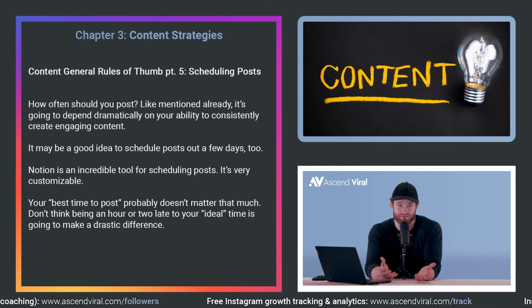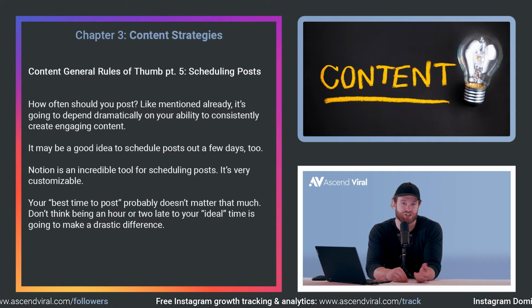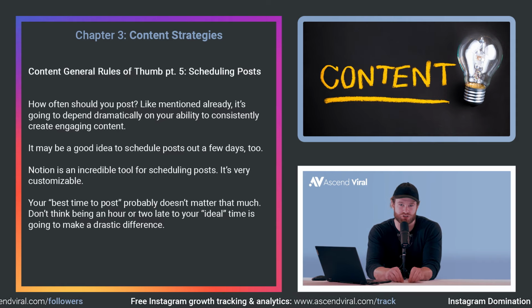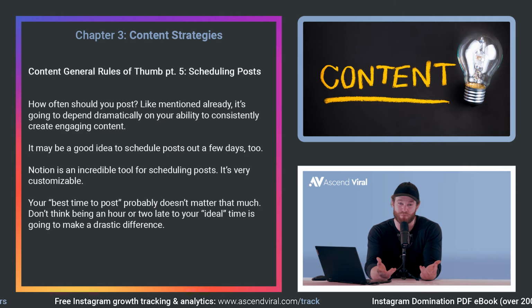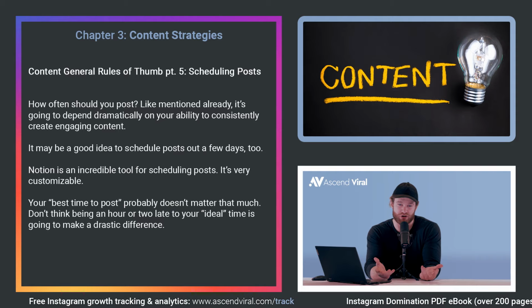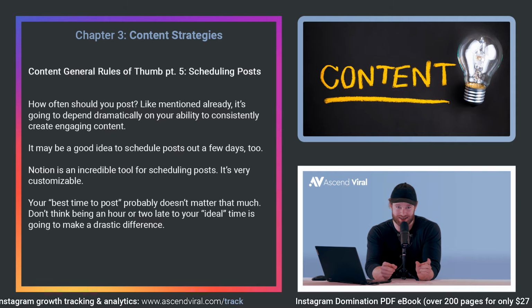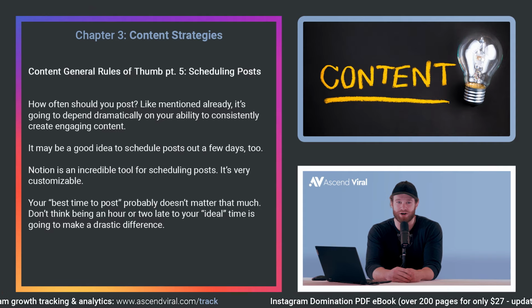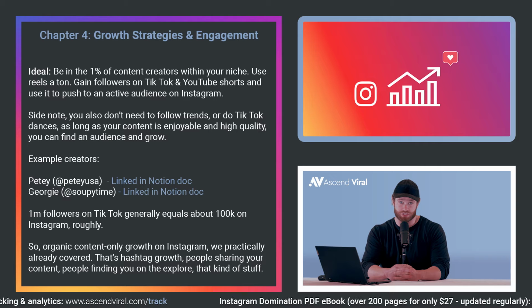I think that's probably valid, but there's really nothing in the algorithm that suggests that you're going to be punished if you're not posting at the time when most of your followers are online. So as far as when to post, it's not the biggest deal. Don't post at like 3 a.m. Post generally when you think people will see it. You can go to your insights and see exactly when your followers are online, but generally speaking, it's not that big of a deal. So now we have types of Instagram growth.